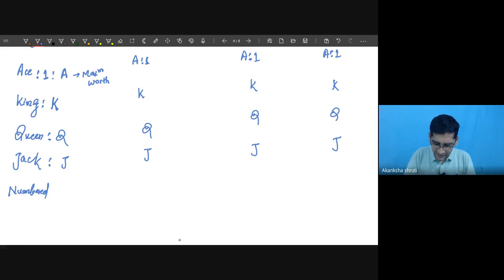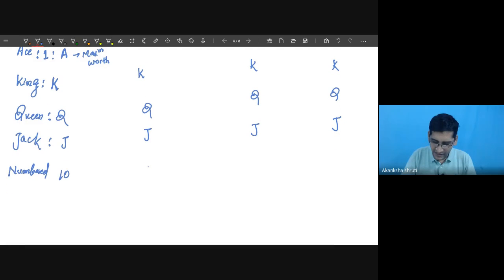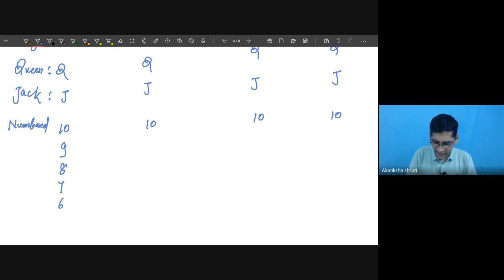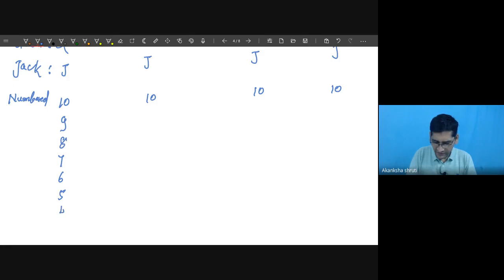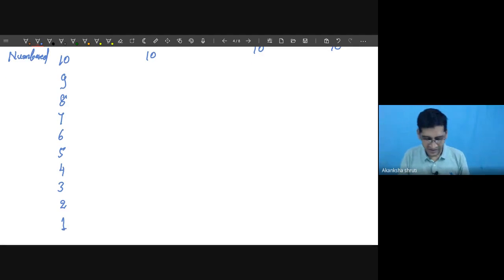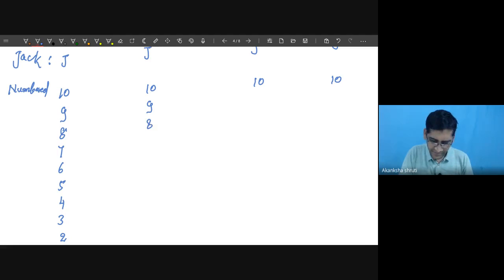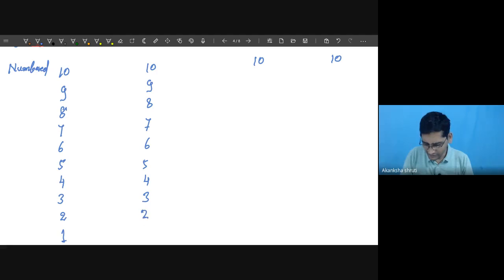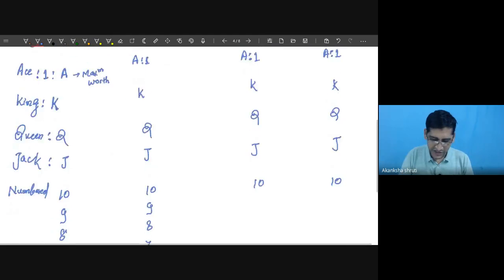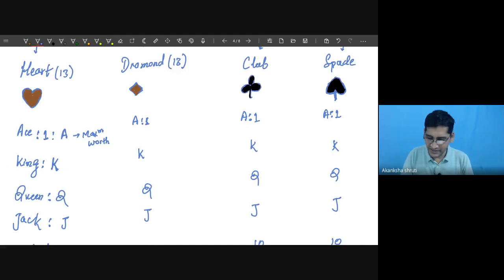Numbered. What could they be? They could be 10. Here also 10, 10, 10. It could be 9, 8, 7, 6, 5, 4, 3, 2, and 1. Student, the same thing: 9, 8, 7, 6, 5, 4, 3, 2, and 1. Means these two are for the red card. One belongs to the heart group, another is the diamond group.